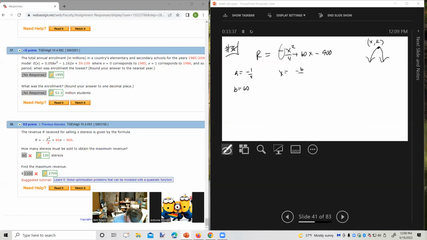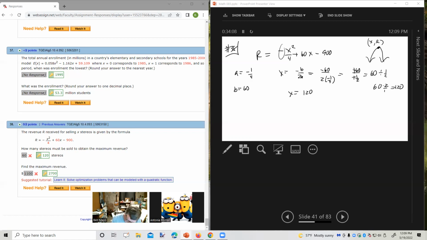X equals negative B over 2A, negative 60 over 2 times negative 1/4. Negative 60 over 2 times negative 1/4 would be negative 2/4 or negative 1/2. Negative divided by negative is positive. 60 divided by 1/2 is like 60 times 2 over 1, which is 120. So basically x is 120. So that's the number of stereos.